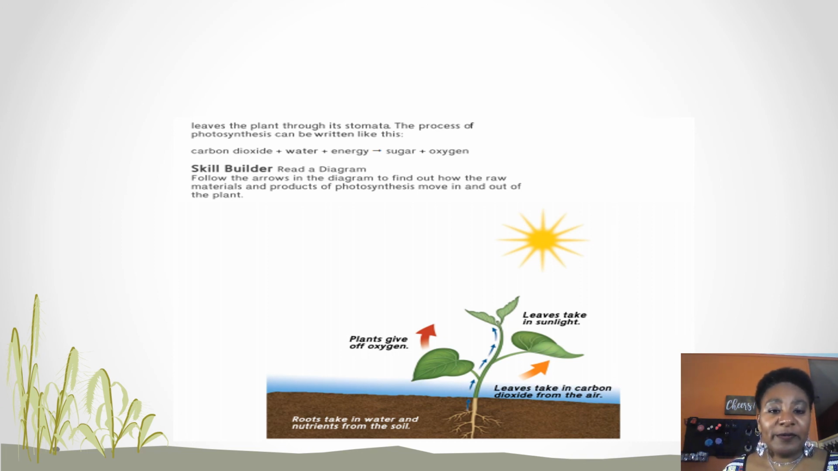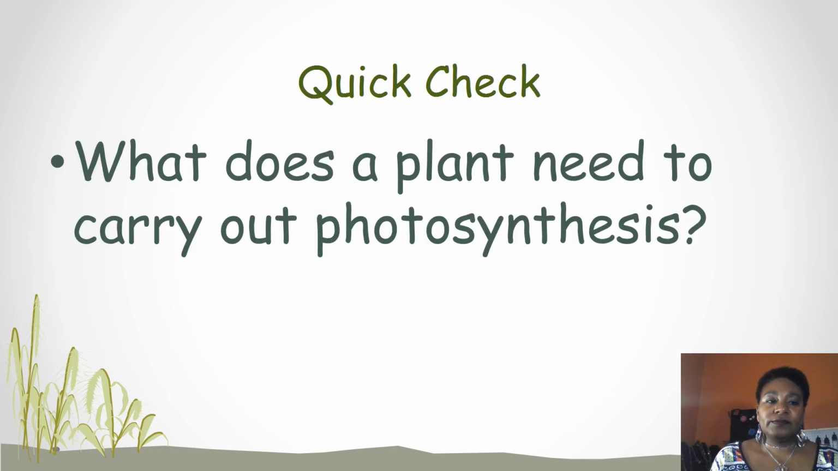Take a look at the diagram. Look at the arrows in the diagram to find how the raw materials and products of photosynthesis move in and out of the plant. What does a plant need in order to carry out photosynthesis? This should be an easy one. Go talk to someone about what a plant needs in order to carry out photosynthesis.